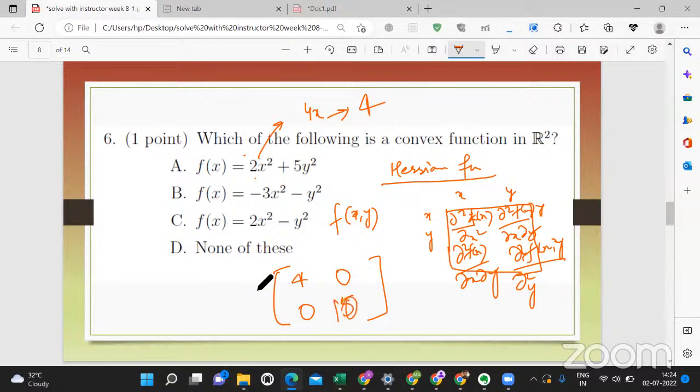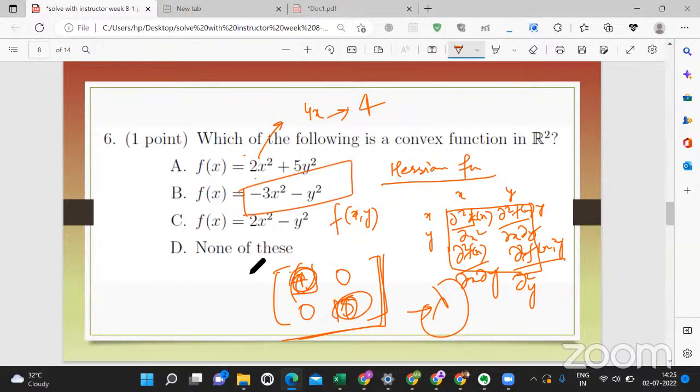So this entry is positive, and the determinant of this matrix is also positive. So with the determinant test, you can say this is positive definite, right? Or you can calculate the eigenvalues, which you have already seen. The eigenvalues will be positive, so it's positive definite, and you can directly say it's a convex function, right?